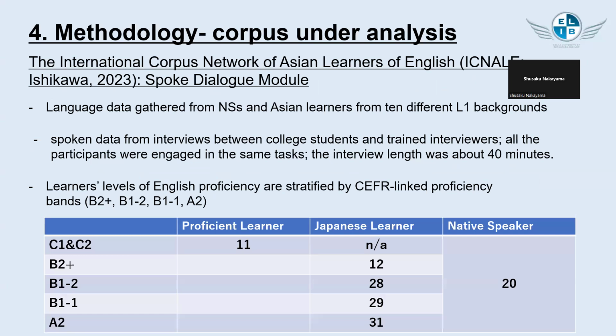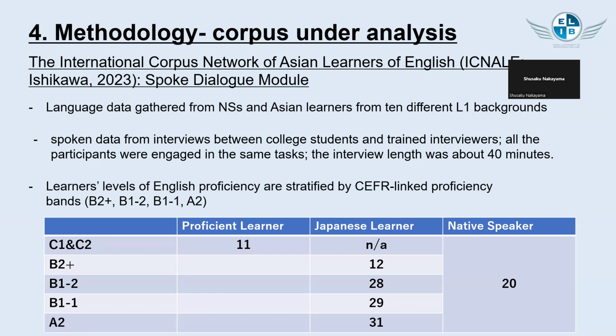I adopted the International Corpus Network of Asian Learners of English, ICNALE, which is composed of language data gathered from native speakers and Asian learners from 10 different L1 backgrounds. The corpus includes a spoken corpus and a written corpus, and in this study, I used only the spoken dialogue module in the spoken corpus. Spoken dialogue data was gathered from interviews between college students and trained interviewers, and all the participants were engaged in the same tasks, and the interview length was about 40 minutes.